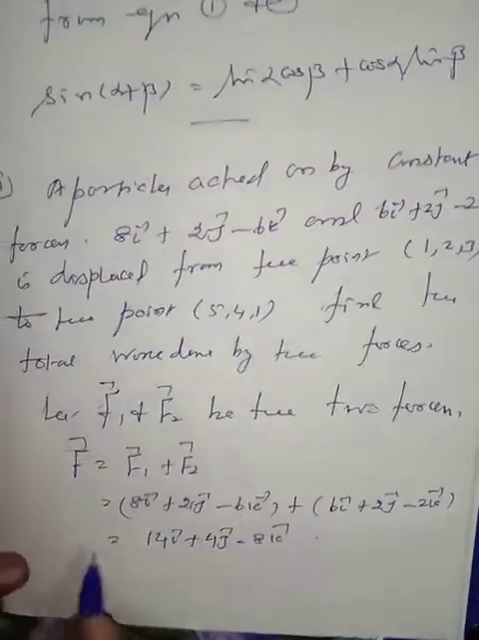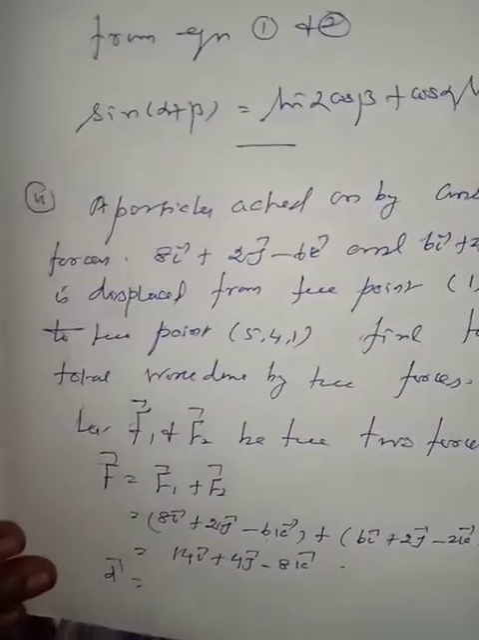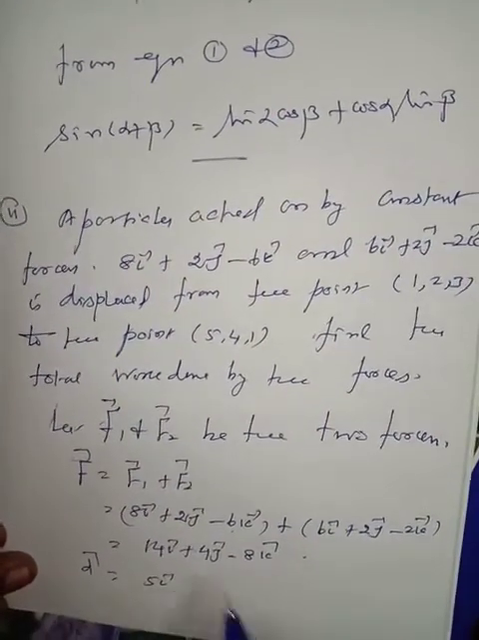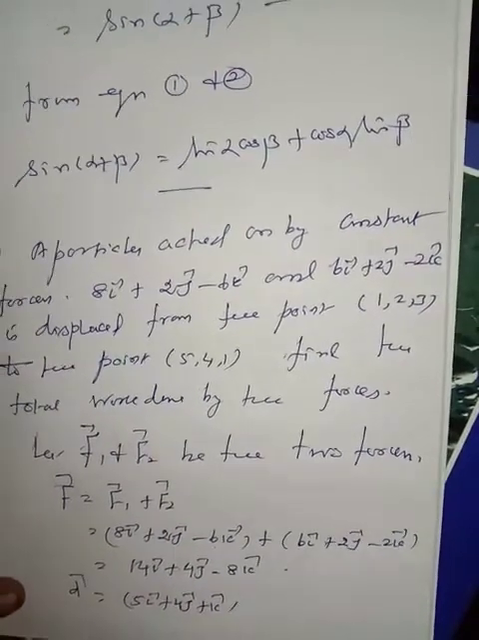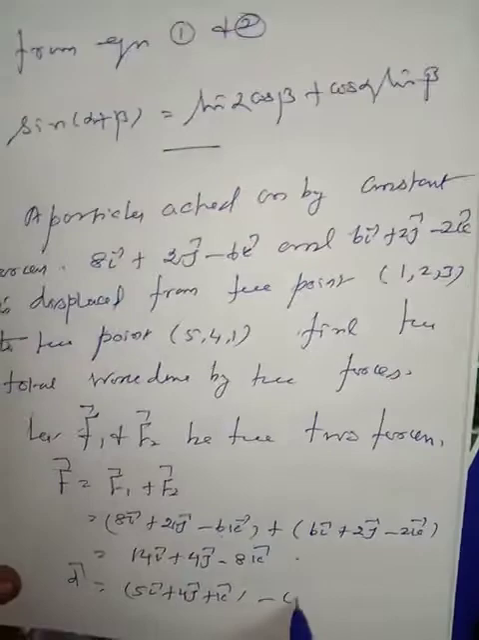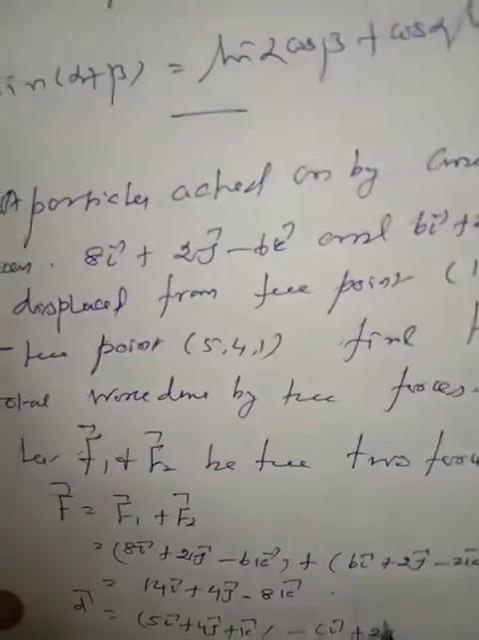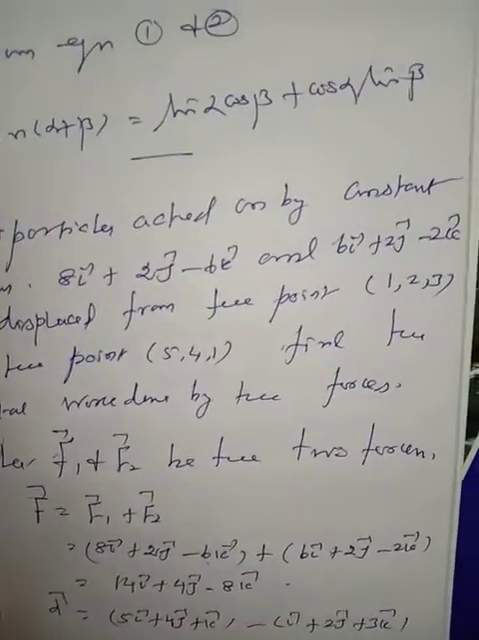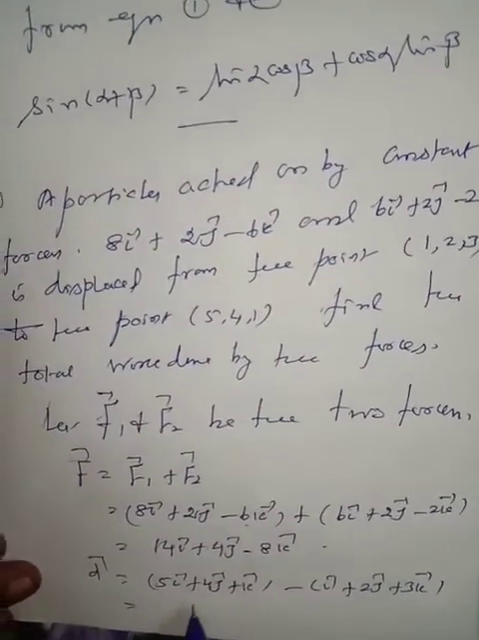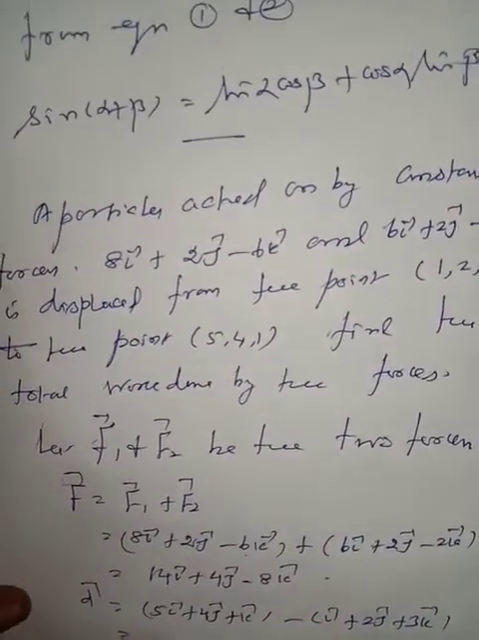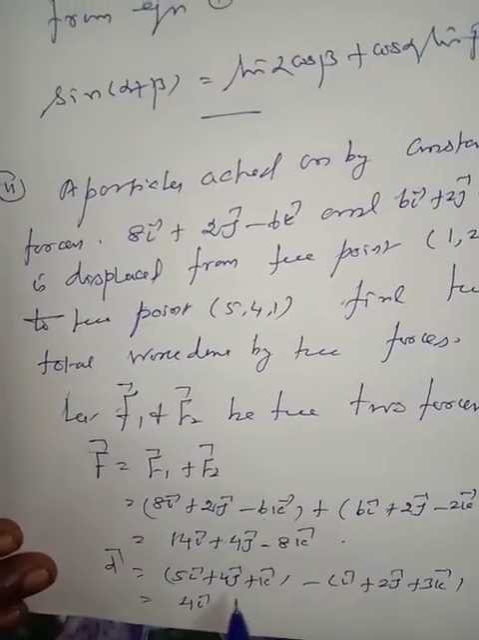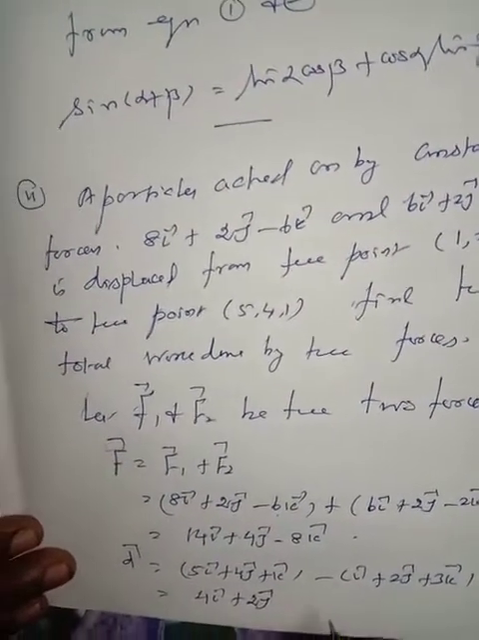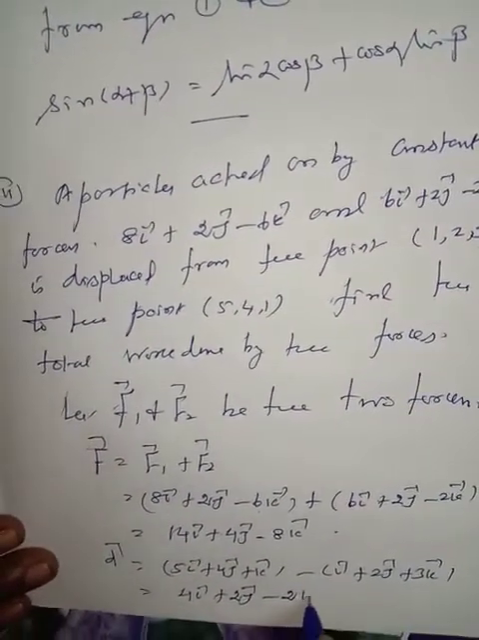D vector is equal to 5i vector plus 4j vector plus k vector minus (1, 2, 3), i vector plus 2j vector plus 3k vector, which is equal to 4i vector plus 2j vector minus 2k vector.